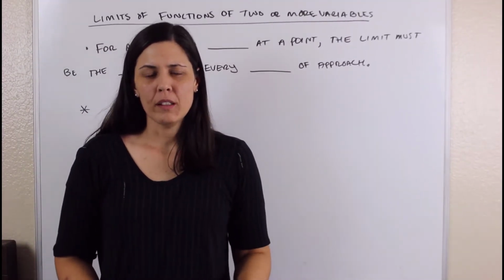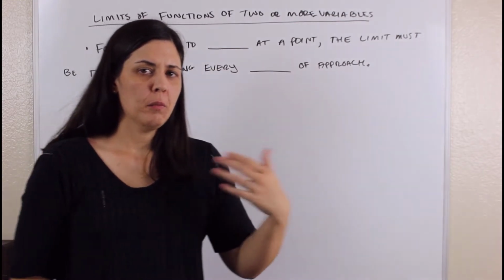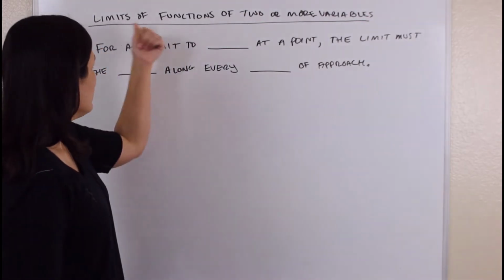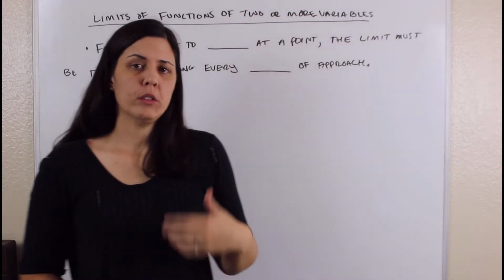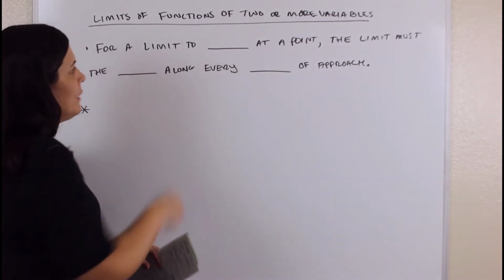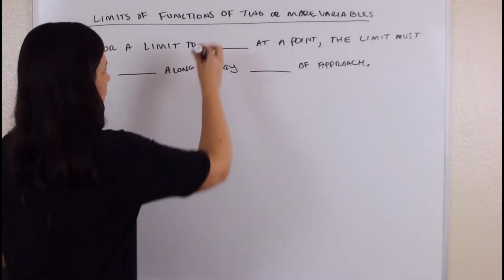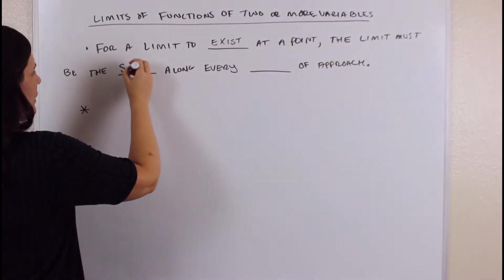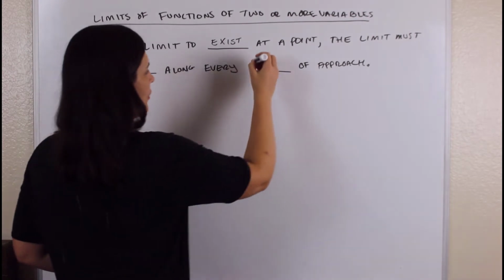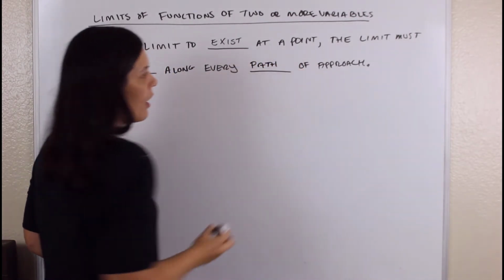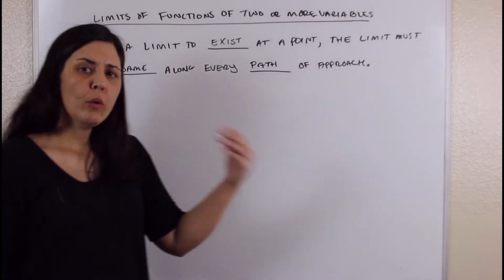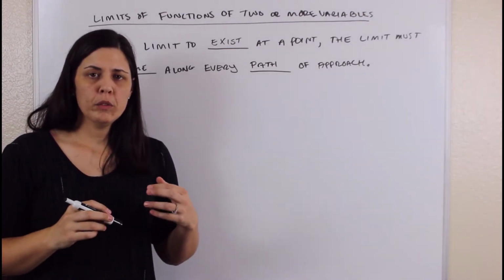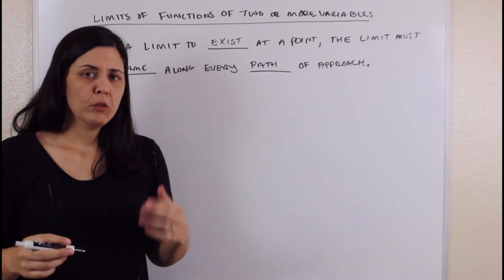Okay, let's keep going. So we actually have to consider more when we're thinking about these functions in more than one variable. And so for limits of functions in 2 or more variables, there's more involved here. So for a limit to exist at a point, the limit must be the same along every path of approach. Now you know this from single variable calculus, but now that we're working with multiple variables, we have to consider multiple paths.